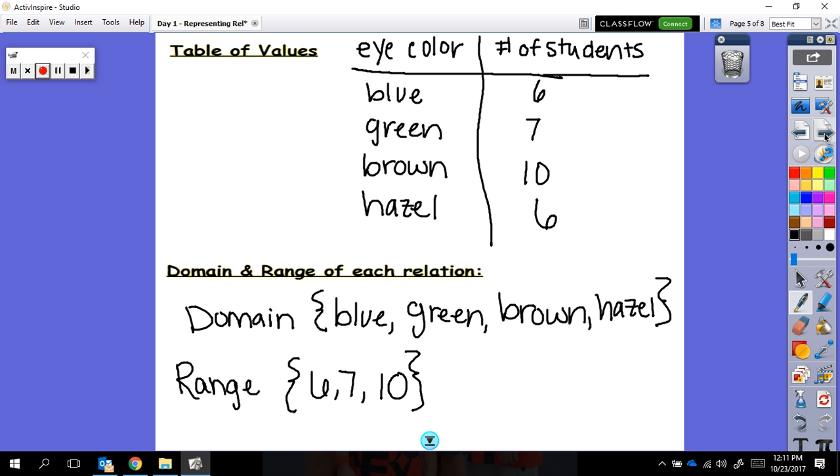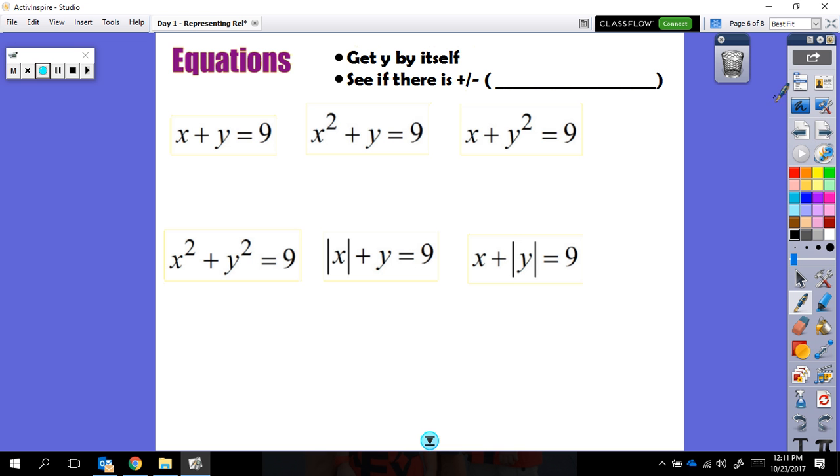All right, so let's look at the next part, because this is where we start using a little bit of algebra to determine from an equation if something is a function, okay? All right, so I'm going to give you a second just to write down these equations really quick, and then we'll go from there.